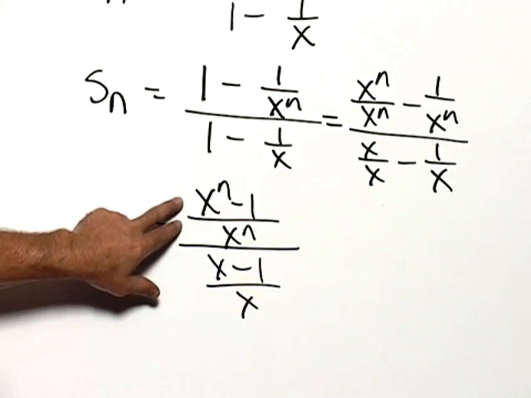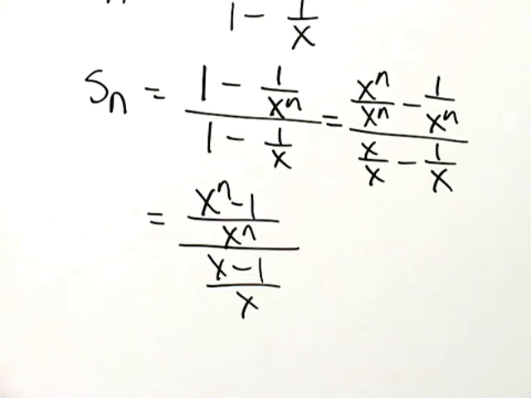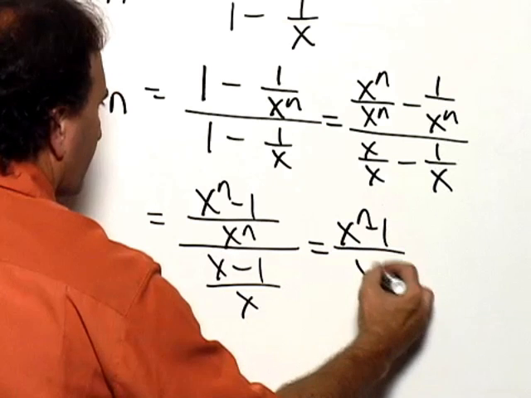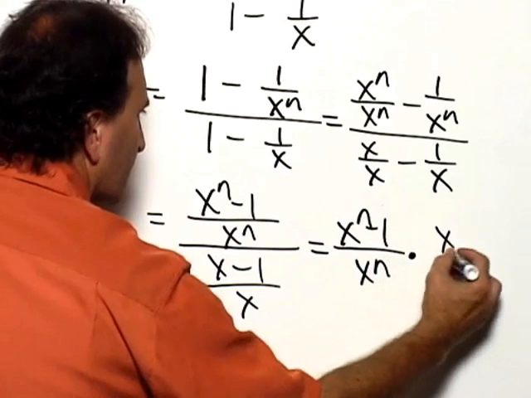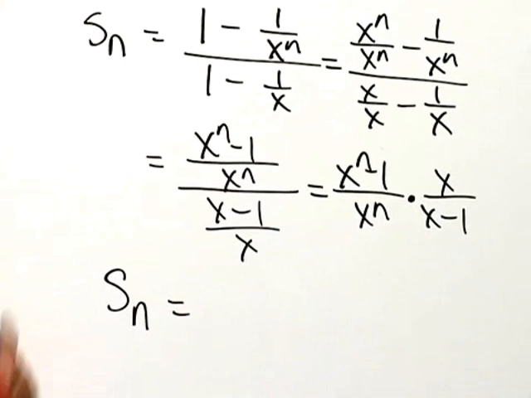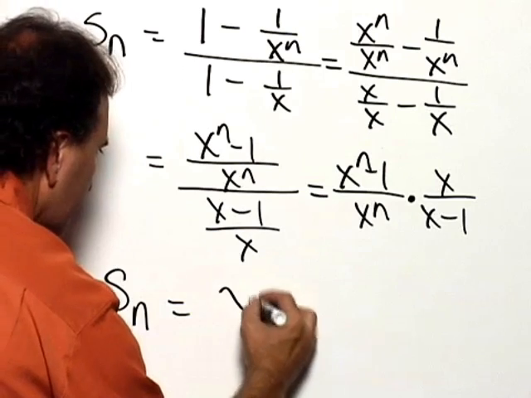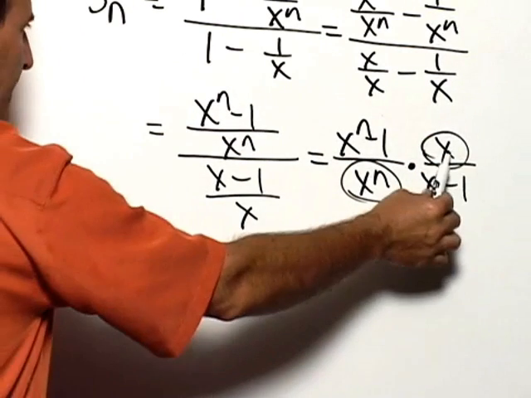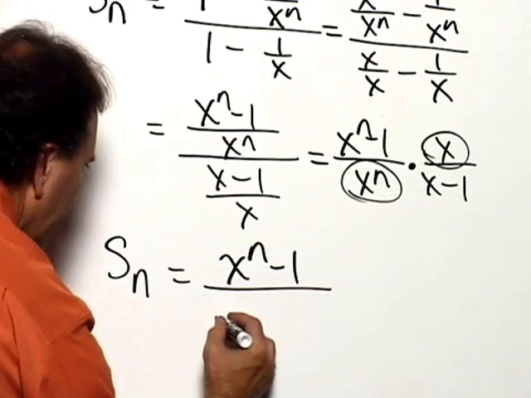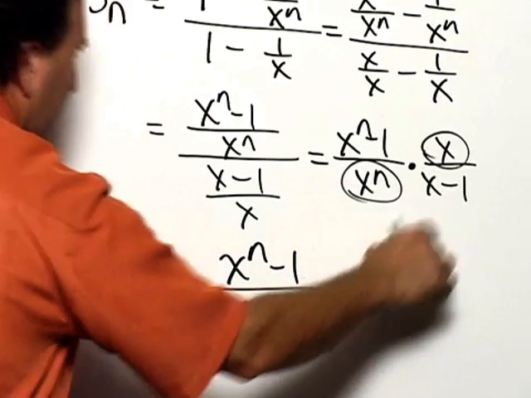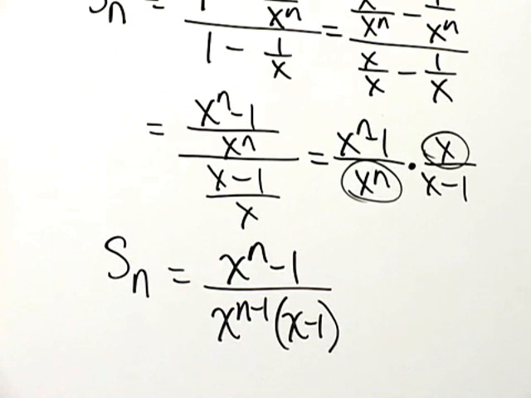We're dividing an algebraic fraction by another algebraic fraction, which means we can change that into multiplication by the reciprocal. So it's x to the n minus 1 over x to the n times the reciprocal, x over x minus 1. So our formula for S sub n is going to be x to the n minus 1 over, now notice that we have x to the n and x. If I bring this x down into the denominator, that becomes x to the n minus 1, multiplied by this factor of x minus 1. So there's another possible way of looking at the formula for the sum of the first n terms.